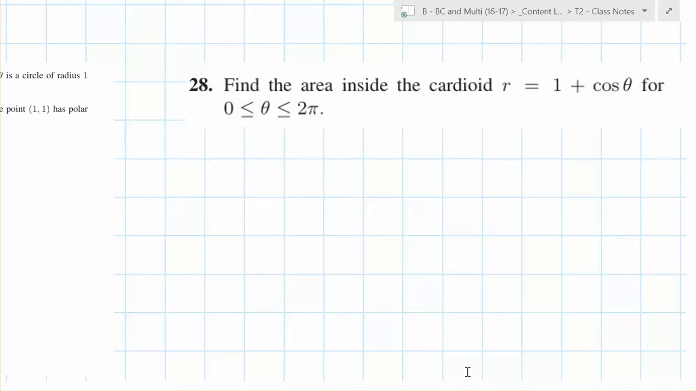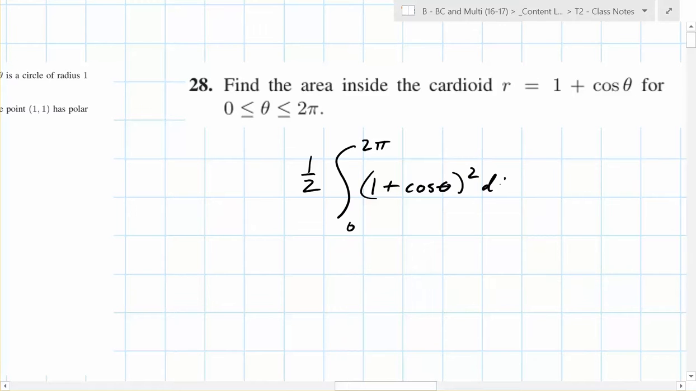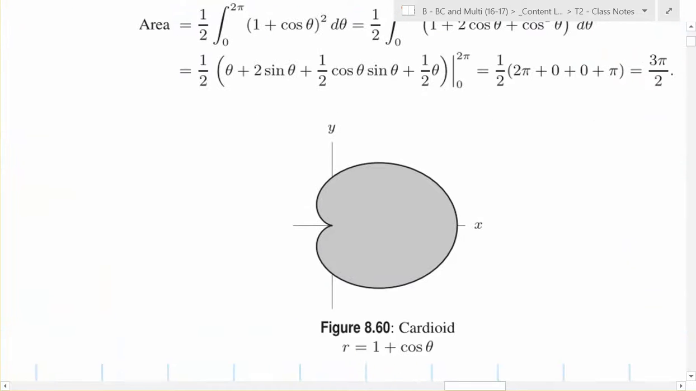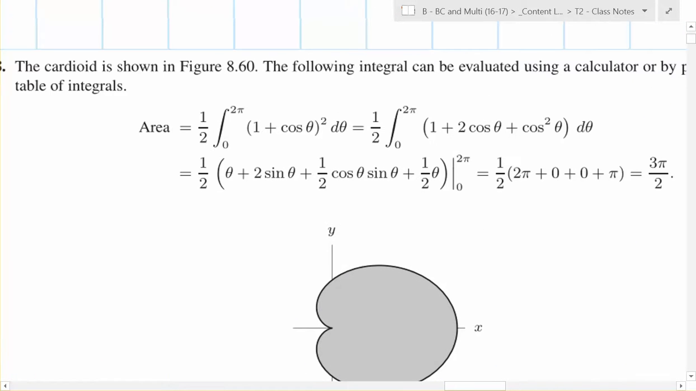So when it says find the area inside the cardioid from 0 to 2 pi, one great step might be to try to figure out what this looks like to begin with. Did you graph what this looks like? Looks like a lima bean, right? So when you set up this integral, what was it going to be? 1/2 integral from what to what? 0 to 2 pi of (1 + cosine theta) squared d theta, right? And the cardioid looks like this, right?